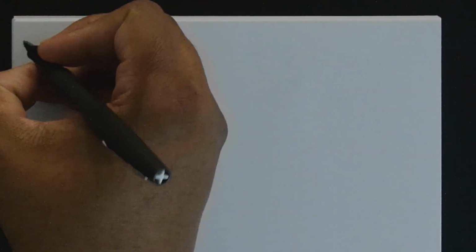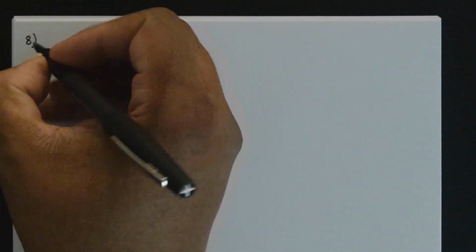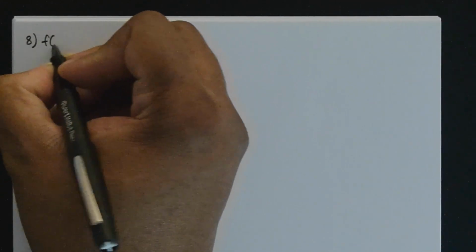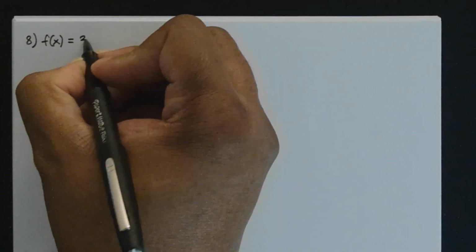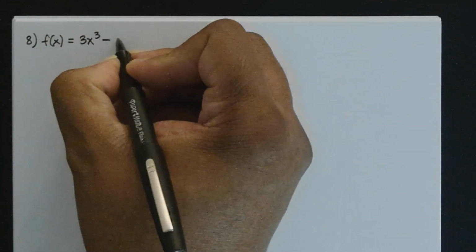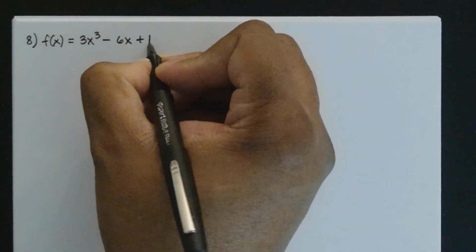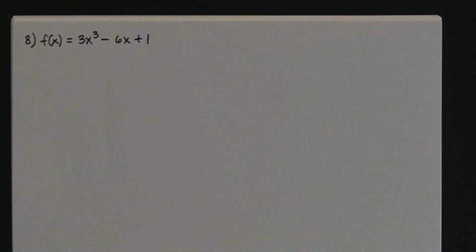So let's look at number 8. We got f of x is equal to 3x cubed minus 6x plus 1. And I want to determine whether that function is even or odd or neither. And to do that, we always have to replace each x in that function with negative x.